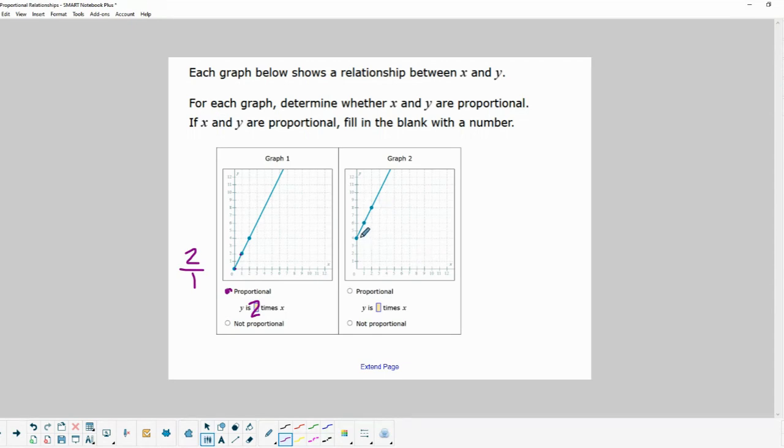Okay, on our next one, it starts at 4. It doesn't start at the origin like we told you it needed to. So because it starts at 4, this is not considered to be proportional.